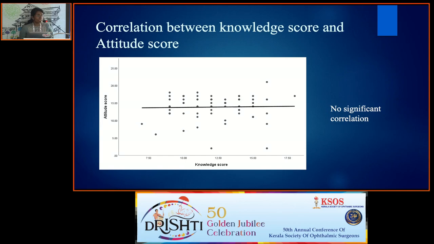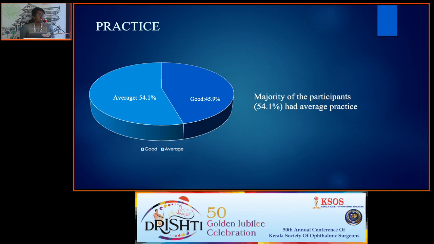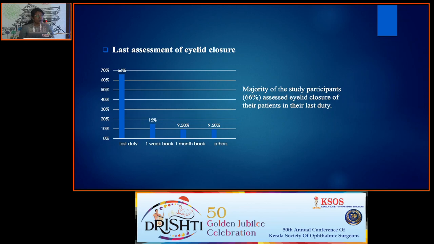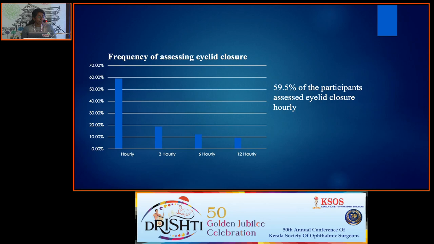Majority of the participants had an average practice, that is 54.1%. Maximum response was for the question on last assessment of lid closure, that is 78%. Least response was for the question on the method of cleaning of the eyes of these ICU patients. 66% of the staff assessed eyelid closure in their last duty. 59.5% of the participants assessed eyelid closure hourly.